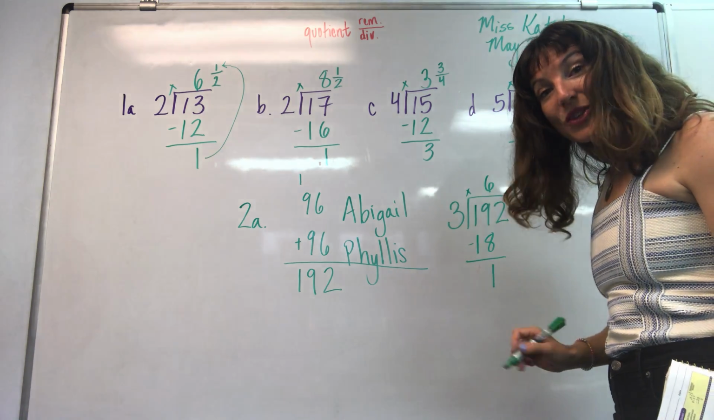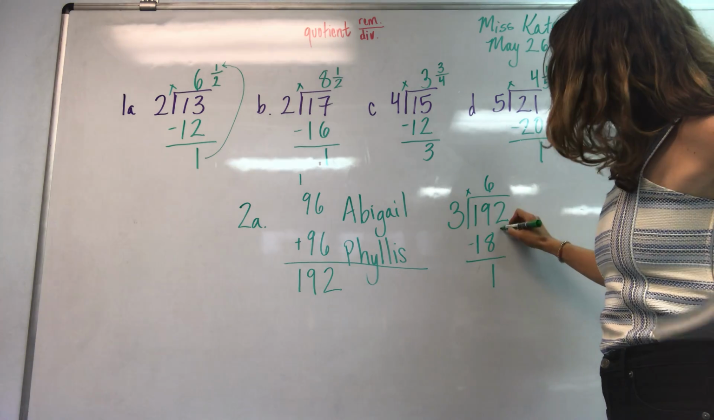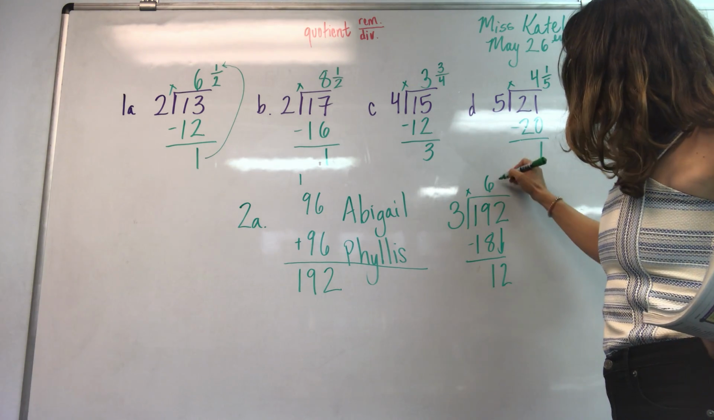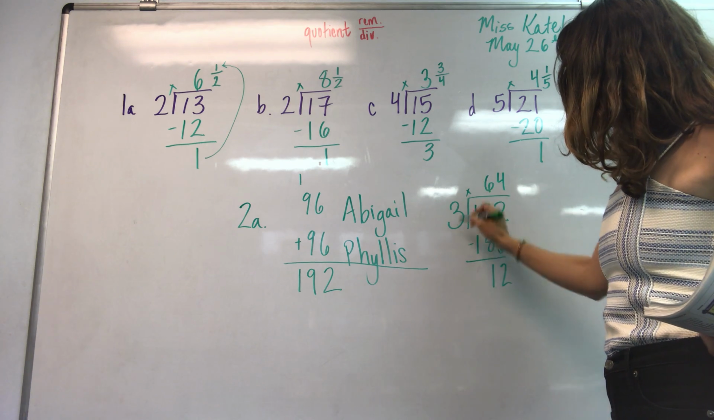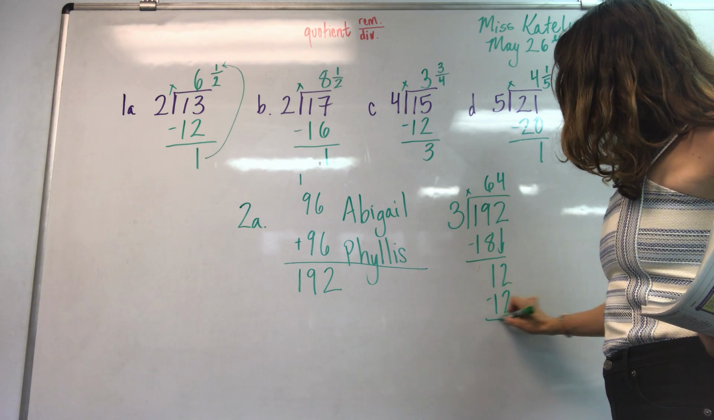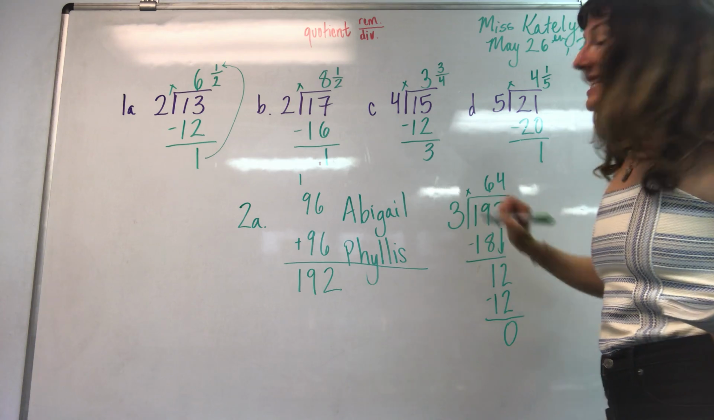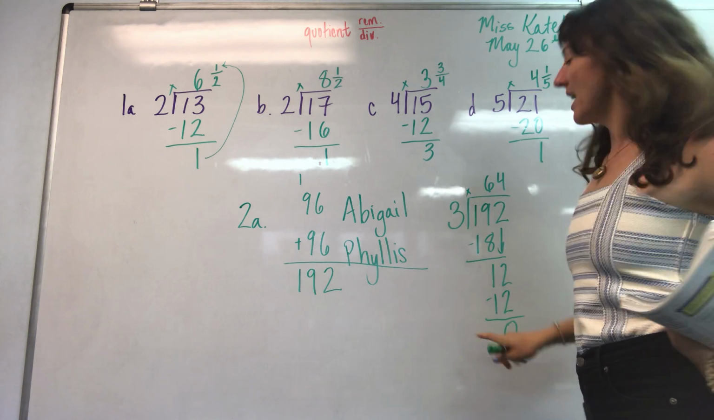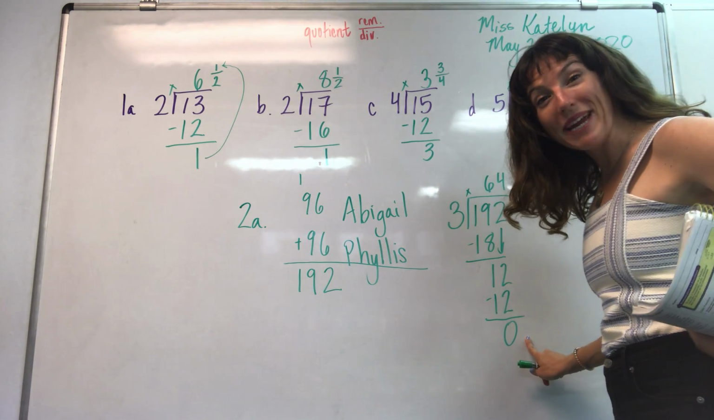Is 1 less than 3? Yes, it is. Bring down the 2. 3 into 12 is 4. 4 times 3 is 12. 12 minus 12 is 0. 0 is less than 3. There's nothing to bring down, and there is no remainder.